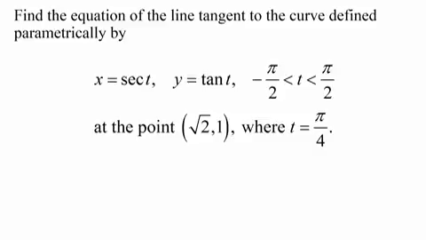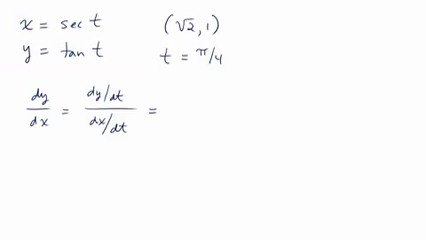Find the equation of the line tangent to the curve defined parametrically by x equals secant t, y equals tangent t for values of t in the interval negative pi over 2 to pi over 2, non-inclusive, at the point root 2 comma 1 where t is equal to pi over 4. So we have x equals secant t, y is equal to tangent t, t is equal to pi over 4, and we're given the point root 2 comma 1.